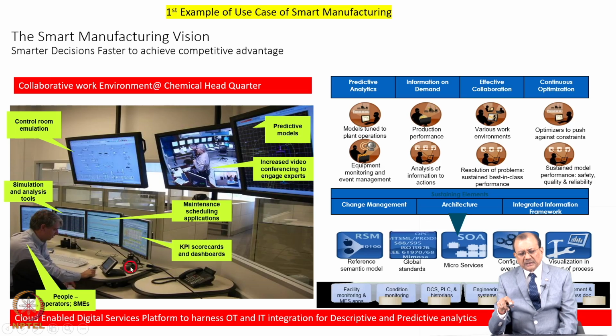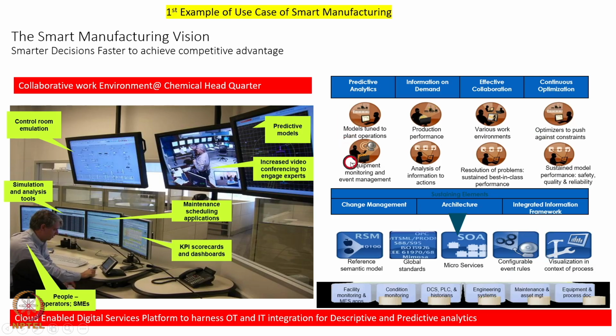This makes the entire working collaborative. And on the right hand side you will see what we have discussed earlier, that predictive and all this are the derivatives. This becomes an easier way of working in all these areas like predictive analytics, information on demand, effective collaboration, and continuous optimization. These subjects are a little deep, which I am not covering right now, but I thought I would give you a feel about that.